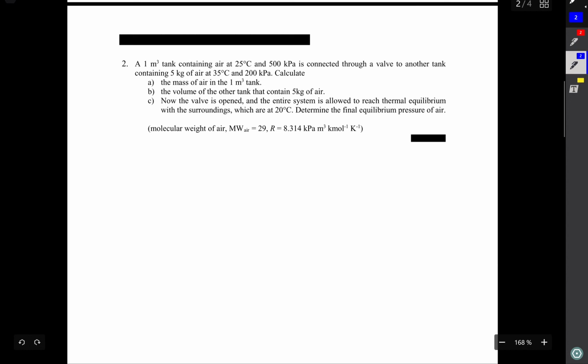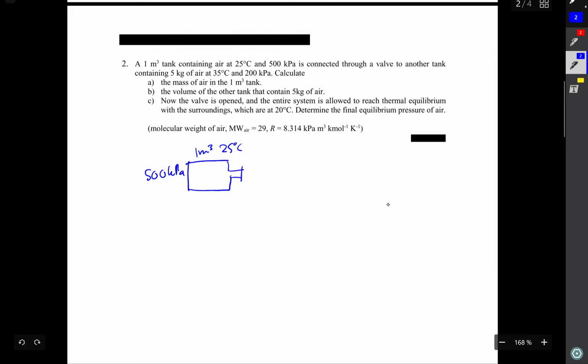For the second question, a 1 meter cube tank contains air at 25 degrees C and 500 kilopascal, and it is connected through a valve. So it's like you have one tank that has 1 meter cube of volume at 25 degrees C and 500 kilopascal of pressure.